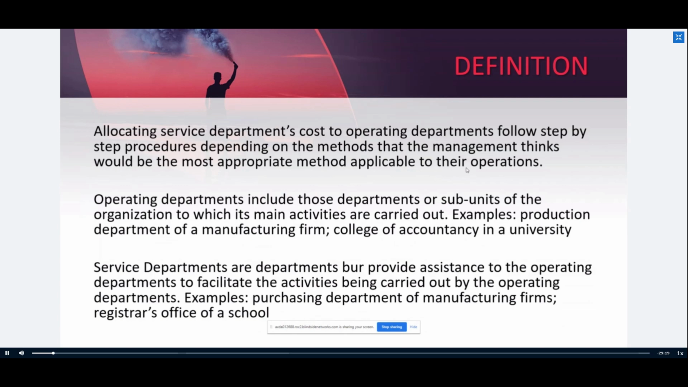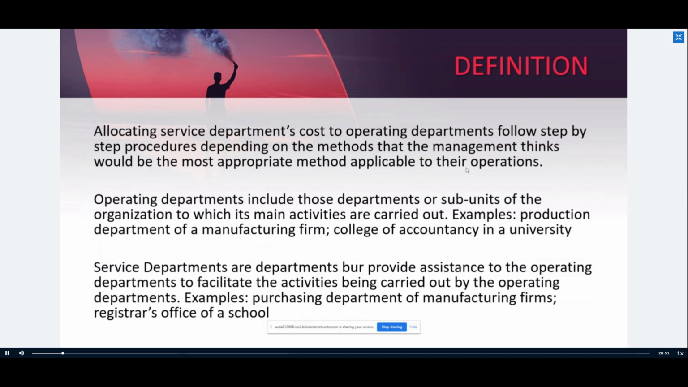Service departments are departments which provide assistance to the operating departments to facilitate the activities being carried out by the operating departments. Example, the purchasing department of a manufacturing firm or the registrar's office of a school. Okay, well, that's the theory part.